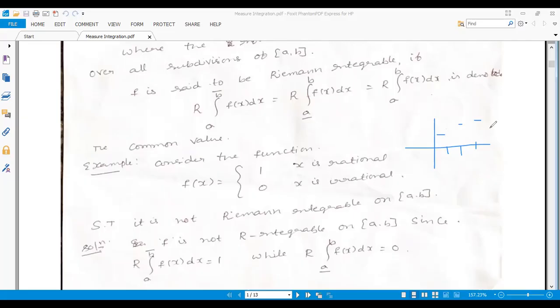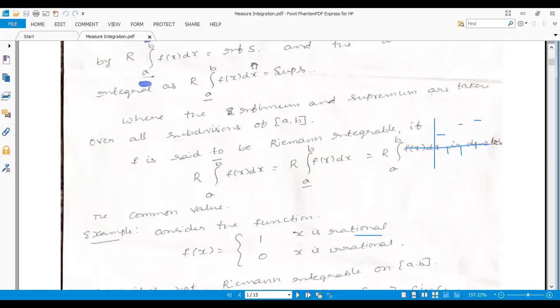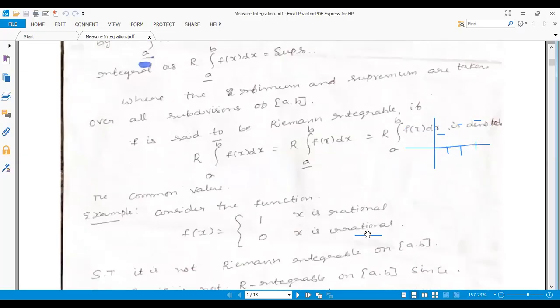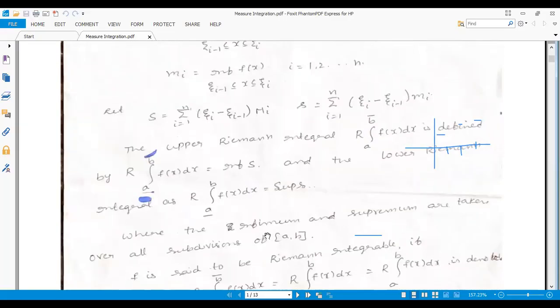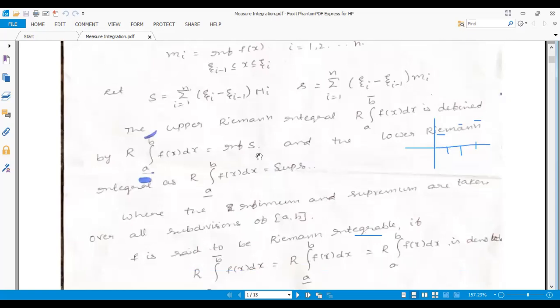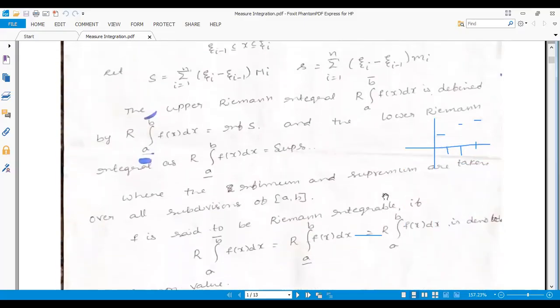Here f is not Riemann integrable on the closed interval [a, b]. Since you know the definition of the Riemann integral, the upper Riemann integral is the infimum of all the sums. Here the infimum of capital S gives you 1. But the lower Riemann integral, what is that here?